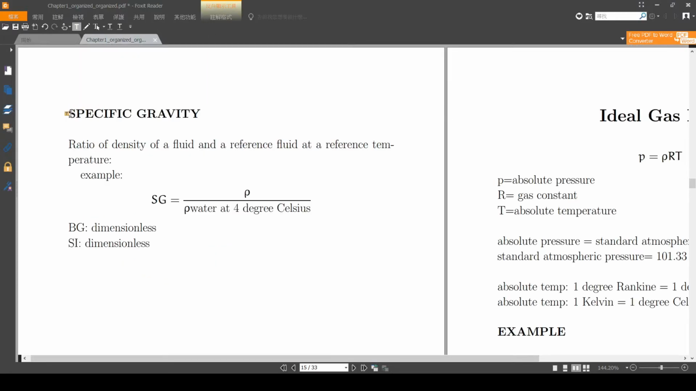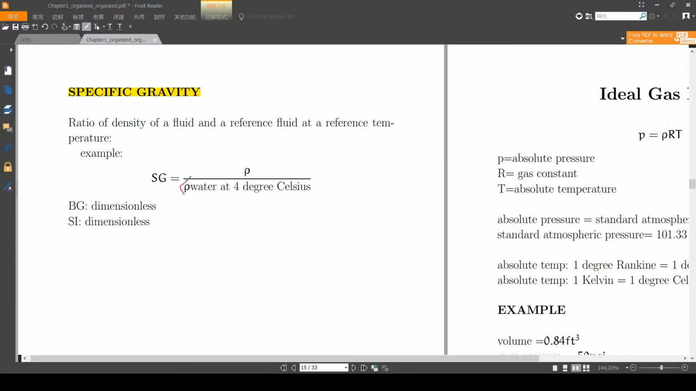And another one is the specific gravity. This is the ratio of the density of a fluid to the density of a reference fluid at the reference temperature. Why do we choose the density of water at 4 degrees Celsius? It is because we already know that the density of water is the highest when the temperature is equal to 4 degrees Celsius, right? If you remember this part, I think it's maybe from your junior high school. I don't know.